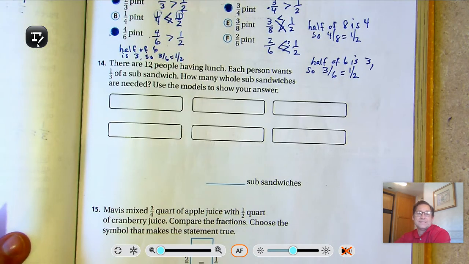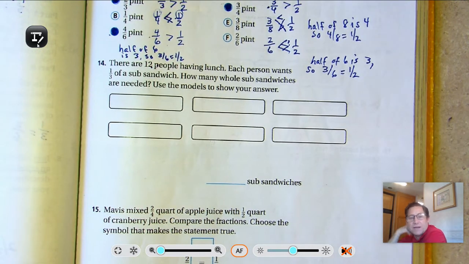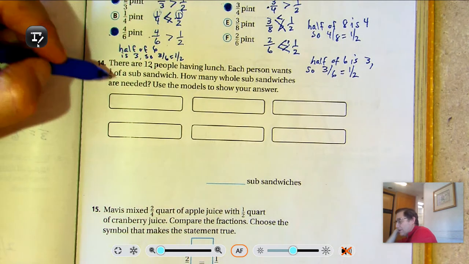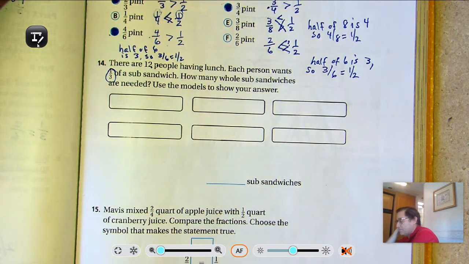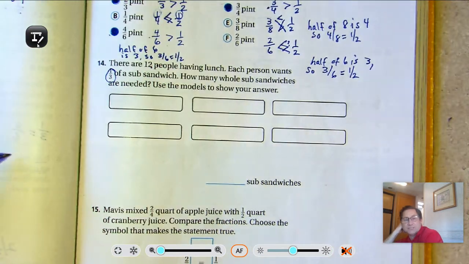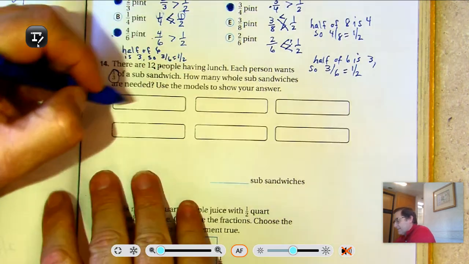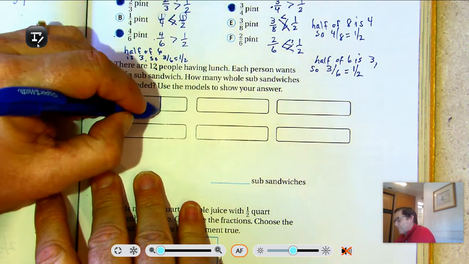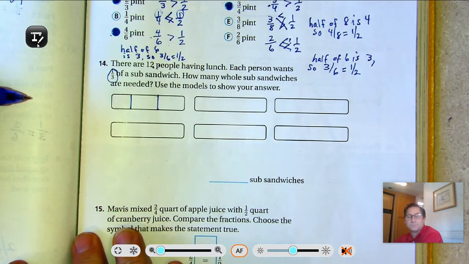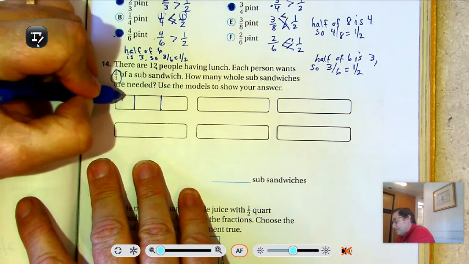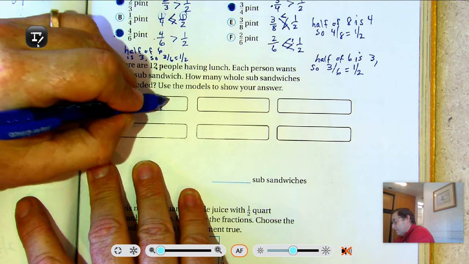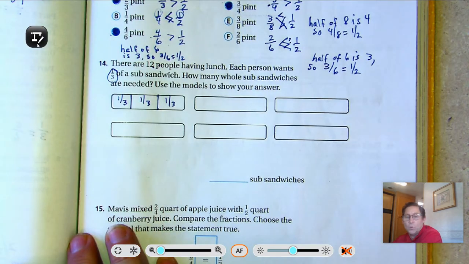All right, number 14. There are 12 people having lunch. Each person wants a third of a sub sandwich. So we have 6 sandwiches here, but we're going to split each sandwich into thirds. Okay, so I need 12 1/3s.